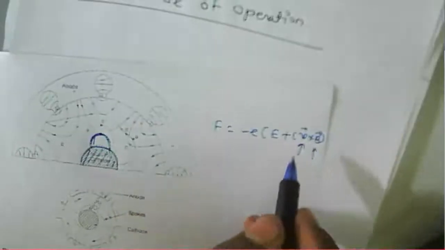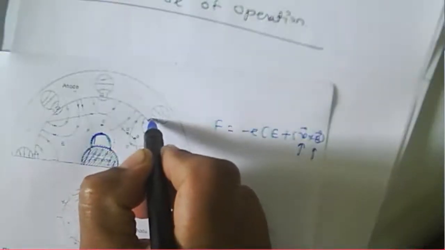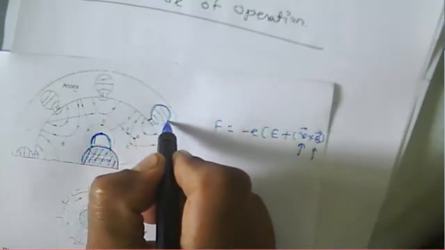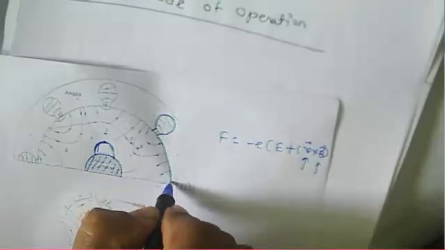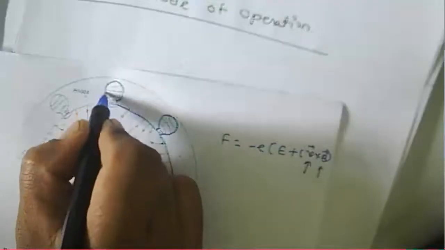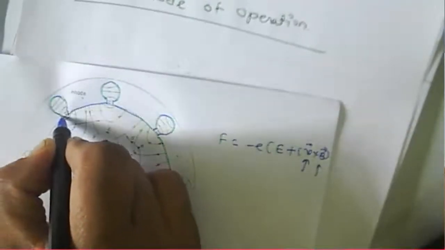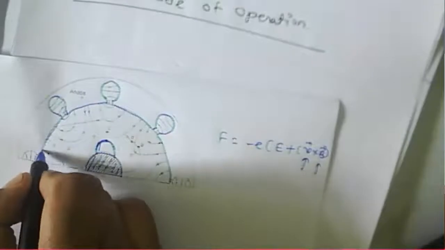The velocity of the electron in this interaction space is from the cathode to the anode. And this one is nothing but the cavity. You can see here this is the cavity, and this is the anode. Just to understand how it works, we consider this as your anode and cathode.